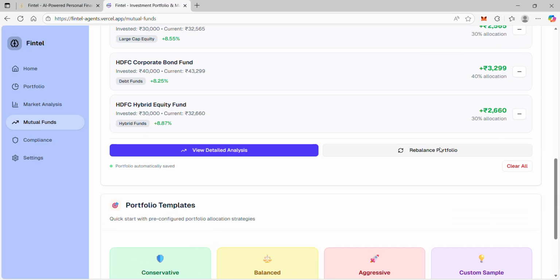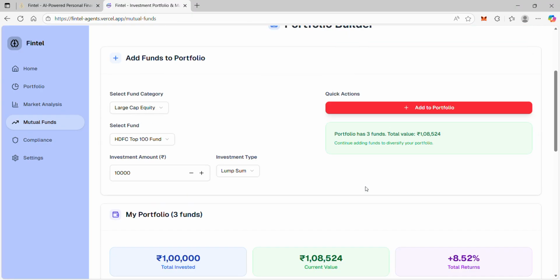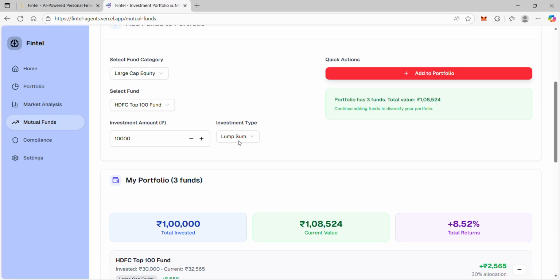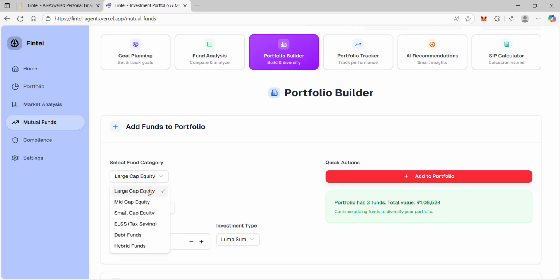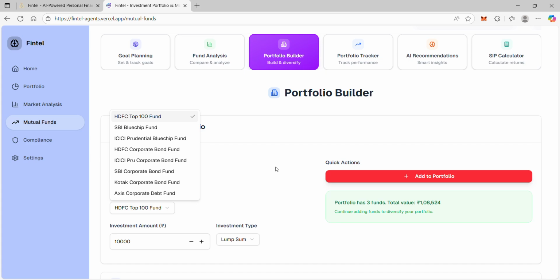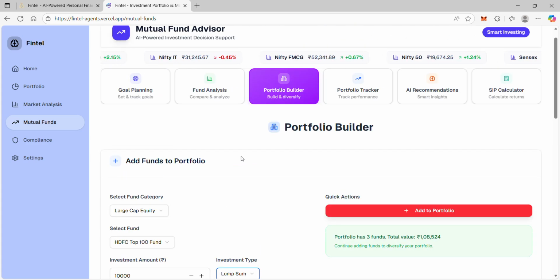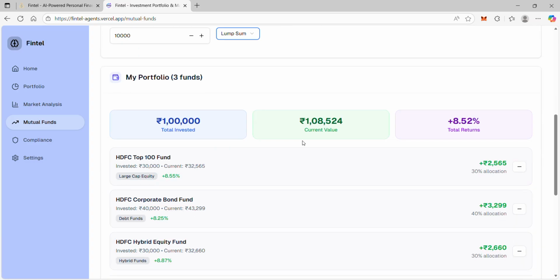Now, if I want to rebalance this particular portfolio, it will rebalance based on a parity algorithm. It is still under process, I'm still working on it. Then you can add more mutual funds, and then the amount, like whether you want to do a SIP of that particular fund, and then you can add.